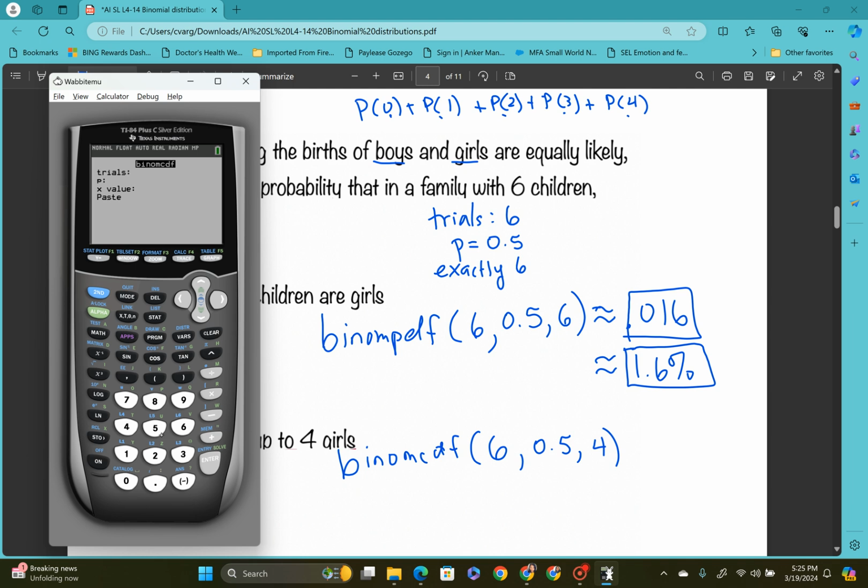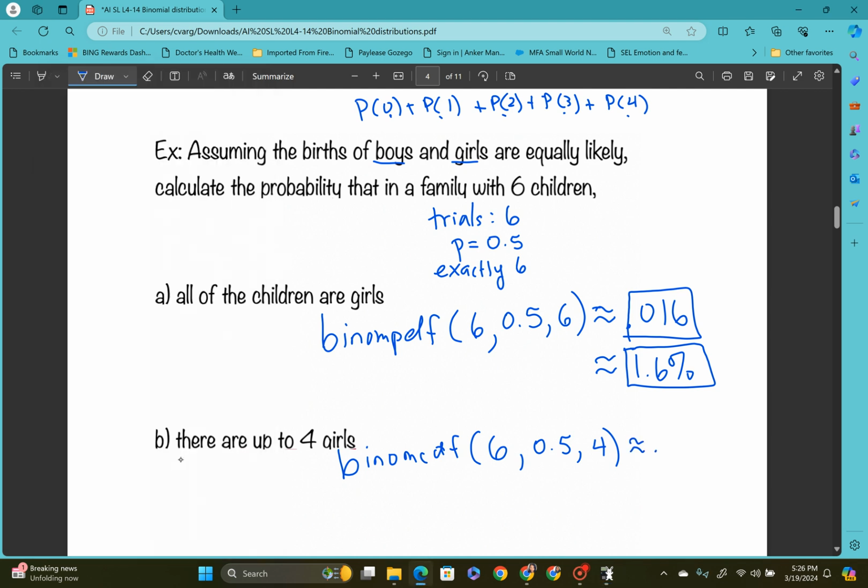Probability, the number of trials is 6. The probability of success is 0.5, and then we are looking for up to 4. Beautiful. Okay, so now we hit enter, and we get 0.891. So this is about 0.891, or 89%. That's a pretty high probability.